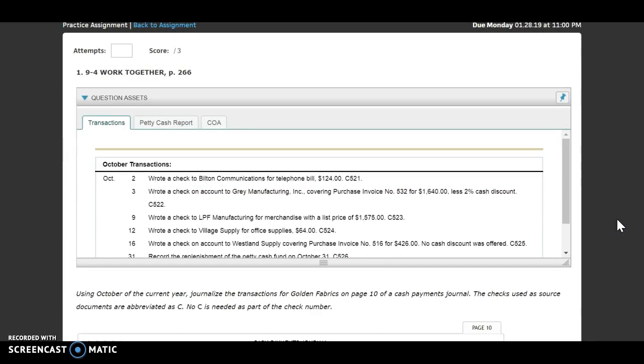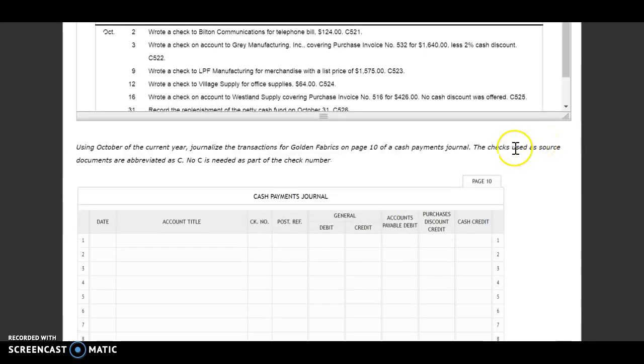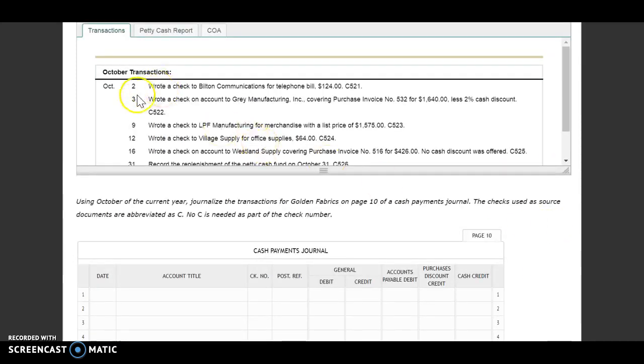Directions tell us that using October of the current year, we're going to journalize the transactions for Golden Fabrics on page 10 of the cash payments journal. The checks used as source documents are abbreviated as C. No C is needed as part of the check number. So we have quite a few transactions here in October. Again, they only give us one journal right now to choose from, so they're making it easy for us now. All of our transactions are going to deal with paying cash, and so they will all go into a cash payments journal. All right, so we will start with October 2nd.